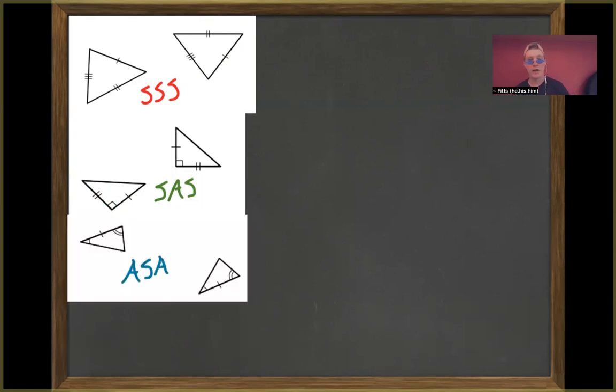What's the next one? Angle, side, angle, right? Take a look here. We have an angle, an included side, meaning the side is sandwiched between the two angles. That's going to be angle, side, angle. All right, one more.